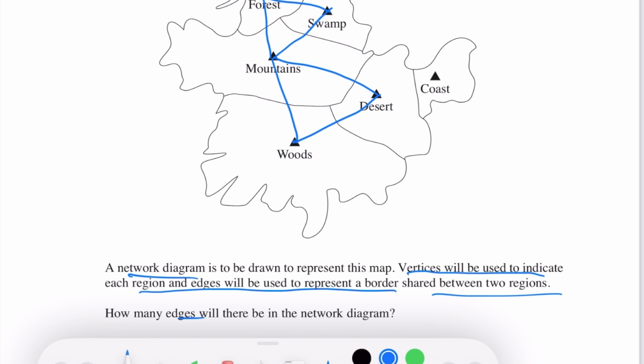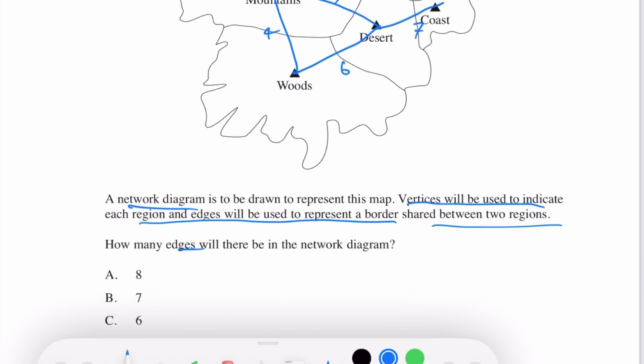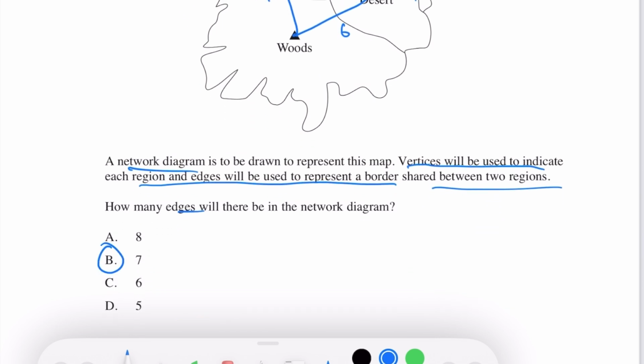Now from desert, I've got three options. I can go to woods, mountains, or coast. So two of them are already drawn. Coast is the last one that hasn't been drawn. And then if we look at coast, I've only got one option, which is to desert. That line's already drawn. So then if we count the amount of edges we've got 1, 2, 3, 4, 5, 6, 7. So we've got 7 edges, so therefore B would be our answer.